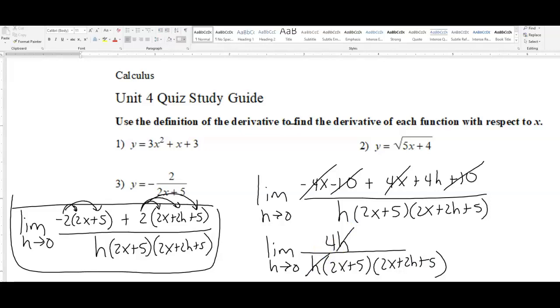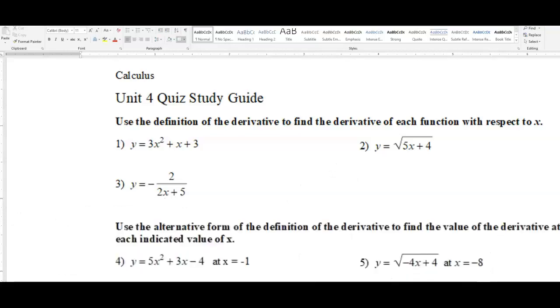And then we can go ahead and plug in the 0 over here, which is going to make that 2h go away. And I've got 2x plus 5 times 2x plus 5 on the bottom and a 4 on the top. So we can abbreviate that as 4 over 2x plus 5 squared. Final answer there. Okay. There it is. Okay, so that's using the limit definition of a derivative to find a derivative.